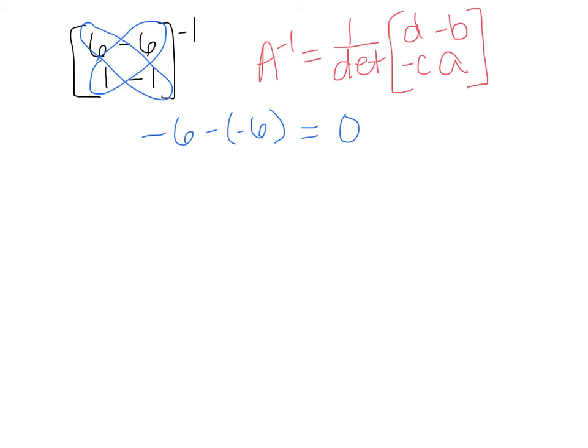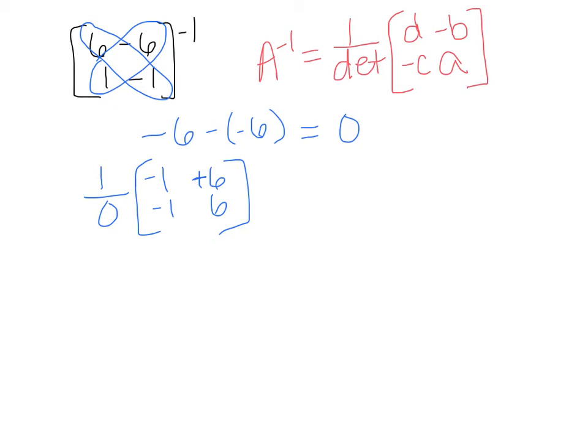Now, we would have to, at this point, do 1 over 0 times our mixed up matrix, which would be negative 1, 6, negative 1, and positive 6. But what is 1 over 0? Well, it's undefined. It's nothing. You can't divide anything by 0.